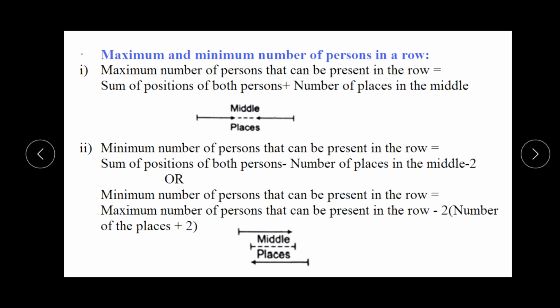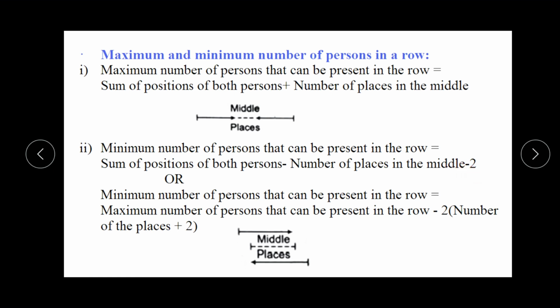But with these positions, if we have to find out the minimum number of persons that can be present in the row, the conditions are the same. That time we have to find out the maximum number, and that time we have to find out the minimum number. We can find out the minimum number of persons by two methods. The first is the sum of positions of both persons, the two persons from the left side and from the right side. We will add their positions, minus the number of places in the middle, that is, the persons present between these two positions, we will subtract them, and minus 2.